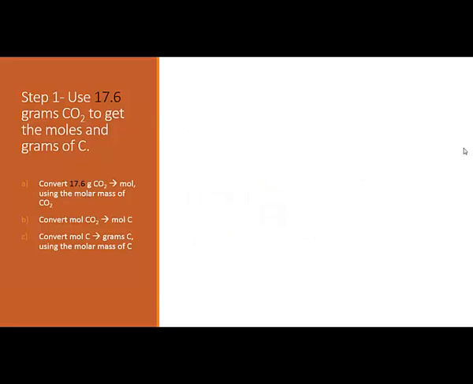In Part A, Step 1, we're going to find the moles of carbon in our unknown, and we'll convert it to grams as well. We begin with 17.6 grams of CO2, and to get it to moles, we'll have to remember that moles equals mass over molar mass. From our previous problem, we know that CO2 has a molar mass of 44 grams. When we divide our 17.6 grams by 44, we get 0.4 moles of CO2. Also, since each CO2 has only 1 mole of carbon, that means the unknown we started with has 0.4 moles of carbon.